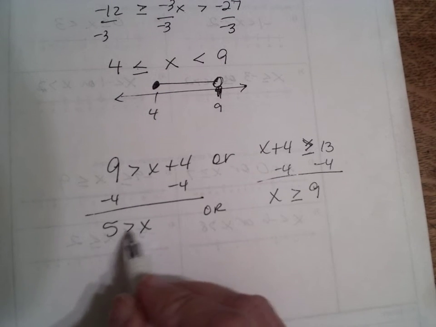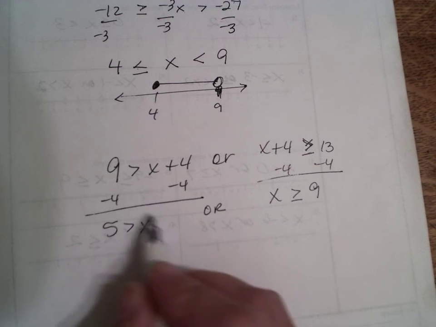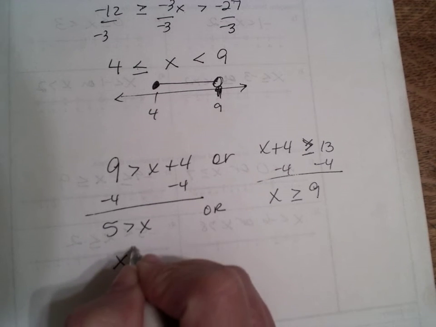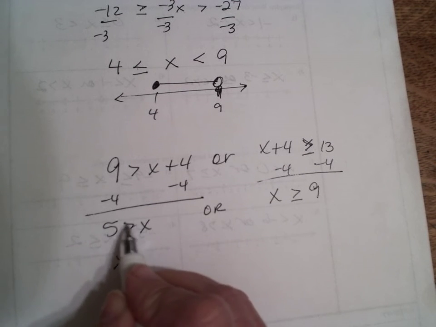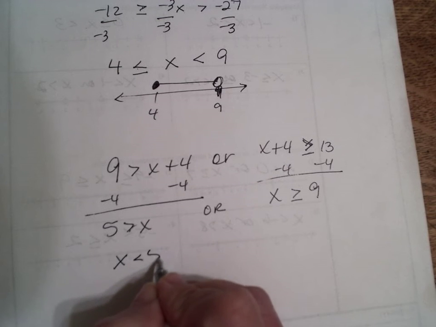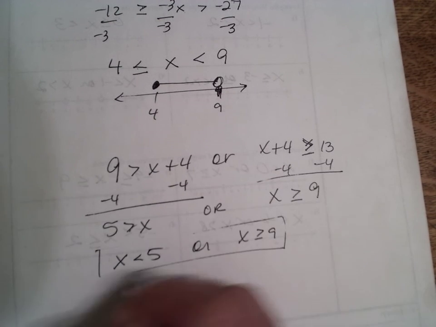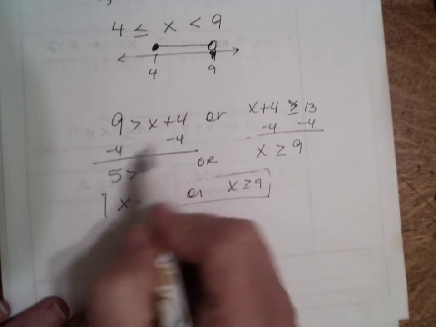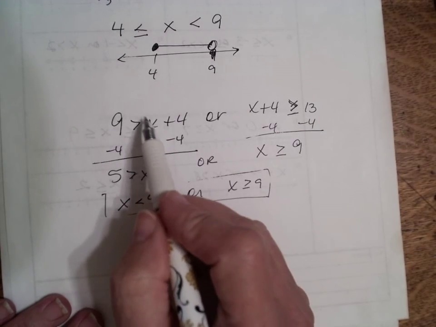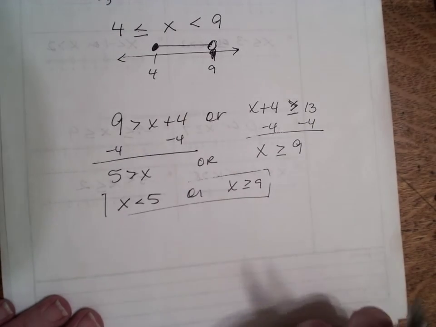Now, what I like to do, this would be okay, but I like to rewrite this so my variable is on the left. So since it was saying greater than, I'm going to switch it to x is less than 5, or x is greater than or equal to 9. So that would be my final solution. I only had to do a one step on both. If you had to do a two step, then you would just divide whatever was with the x.